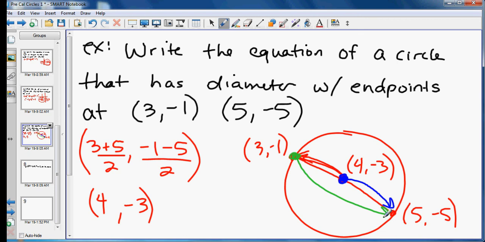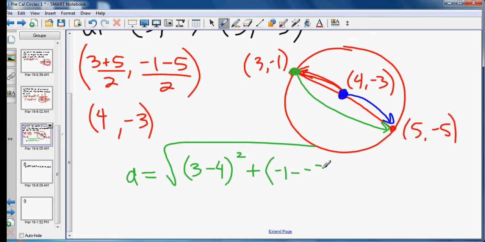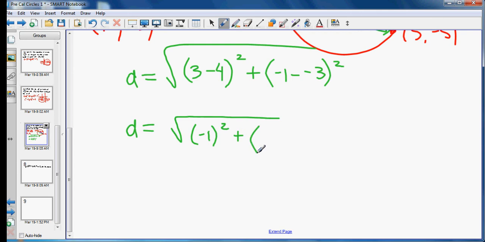Okay, so I'm going to do the very first option, find the distance from 3, -1 to 4, -3. The distance formula, I do the square root of the x values being subtracted squared plus the y values being subtracted squared. So I get -1 squared, and then -1 plus 3 is 2 squared. So I get 1 plus 4, and that is 5. So we get the square root of 5 as the radius.